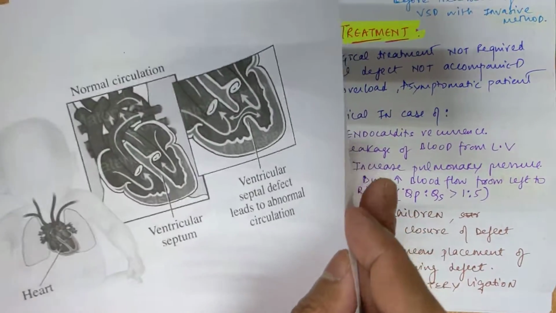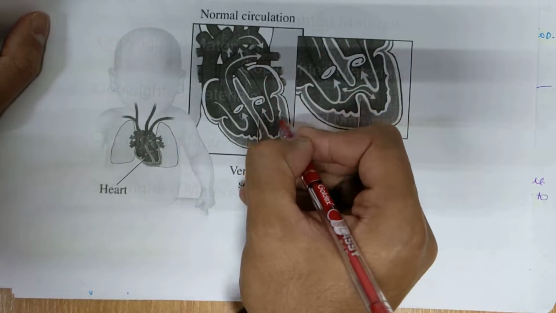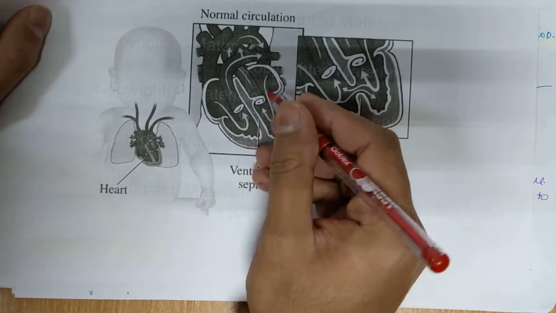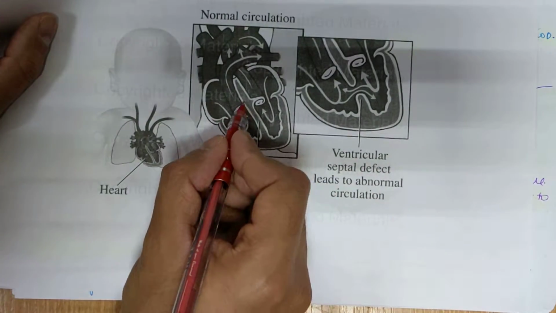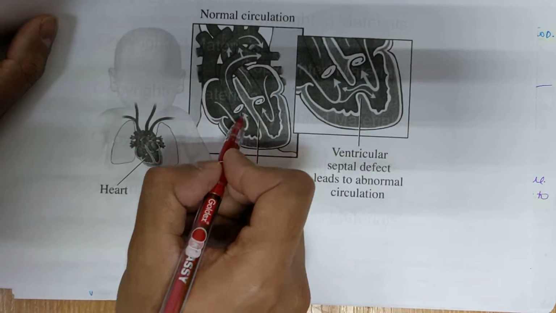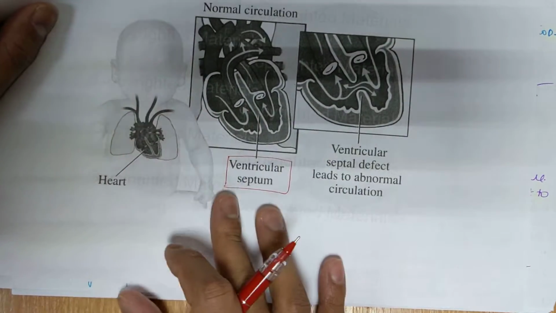Now you can see this is normal. You can see there is a normal circulation of your heart. The blood is coming from the aorta here, and this is your left atrium and your left ventricle. Between the two ventricles there is a septum. I have marked this, you can see the labeling. So this is your ventricular septum.